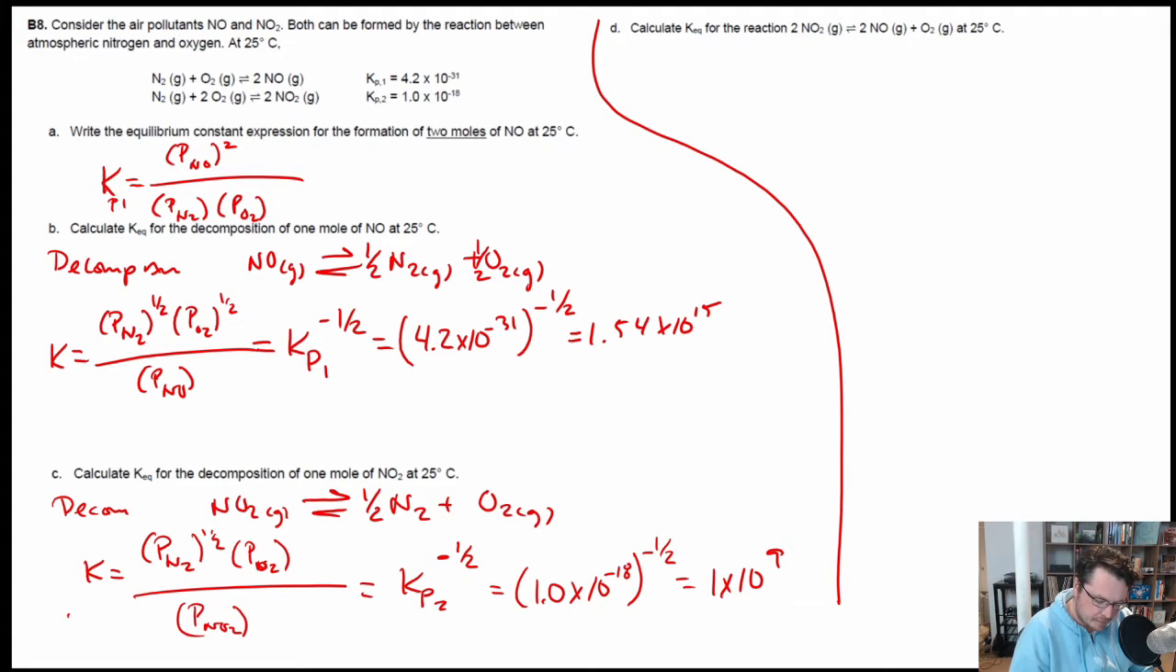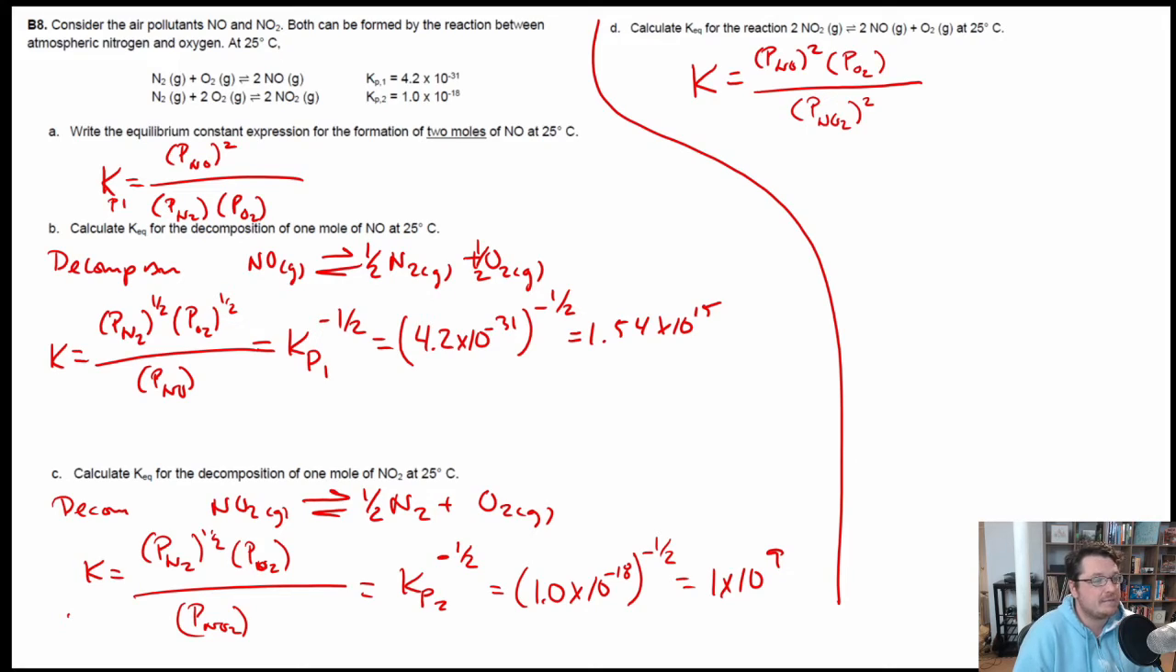And so, what we're looking at now is the decomposition of 2 moles of NO2 to form 2 moles of NO gas and 1 mole of O2 gas at 25 degrees Celsius. Looking at this, we can just write out what the K expression is for this reaction. That's going to be the pressure of NO gas squared, and then the pressure of the O2 gas over the pressure of NO2 gas squared as well. So that's what the K expression is.